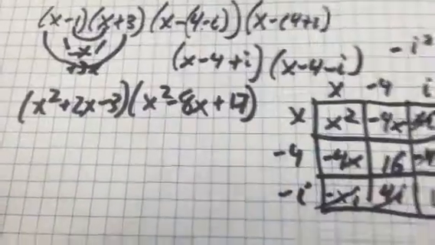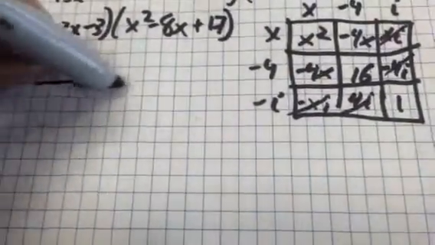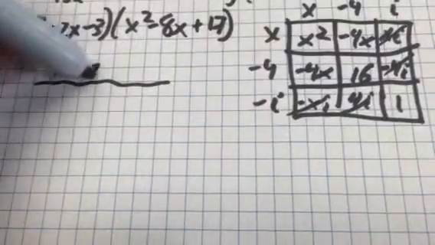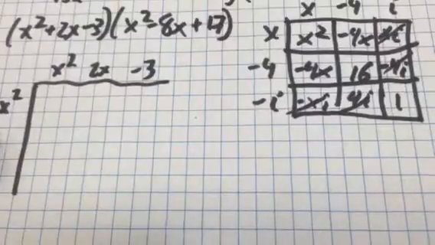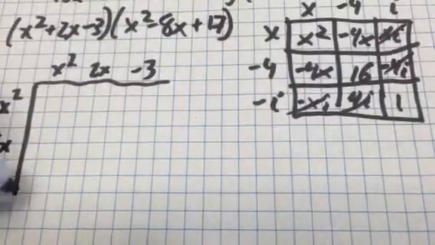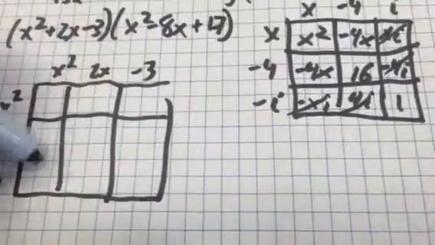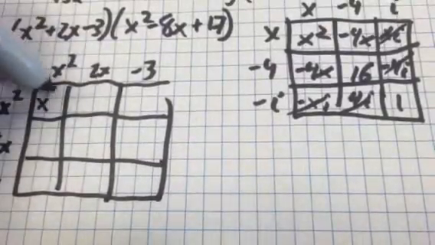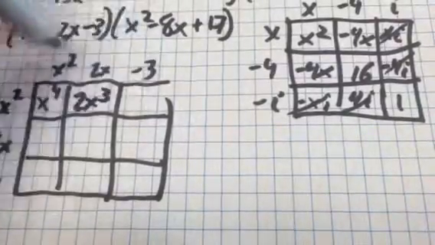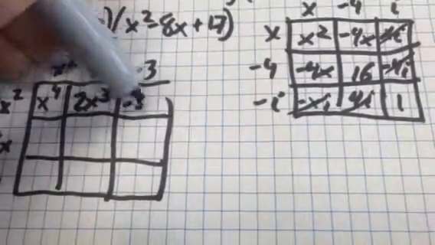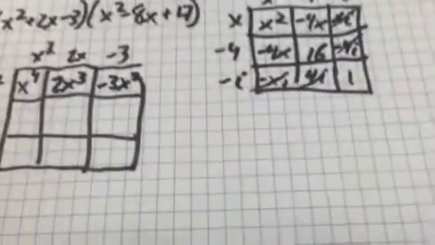So now I have to multiply these two things together, and I'll just throw it into a grid again. So I have an x squared, a 2x, and a negative 3. I have an x squared, a negative 8x, and a 17. x squared times x squared is x to the 4th. 2x times x squared is 2x cubed. Negative 3 times x squared is negative 3x squared. So far, so good.